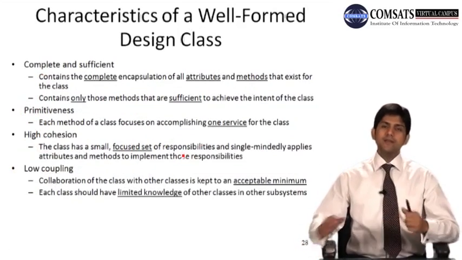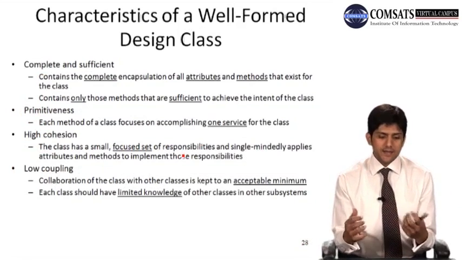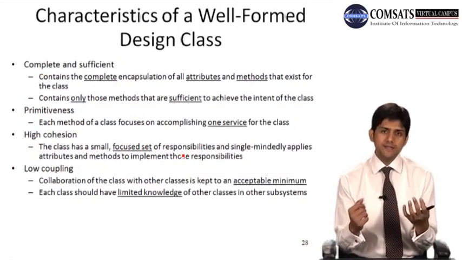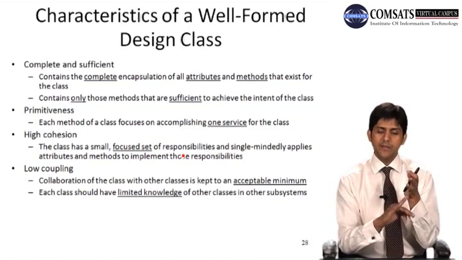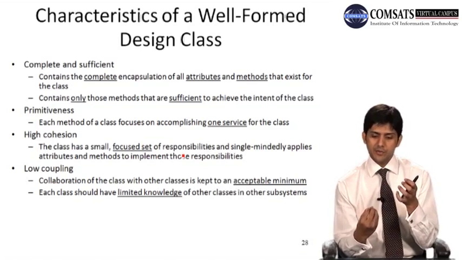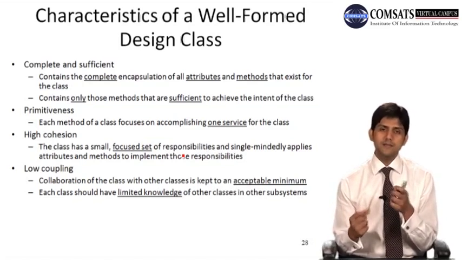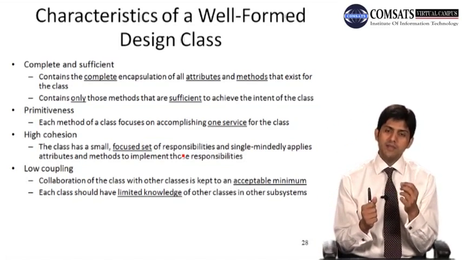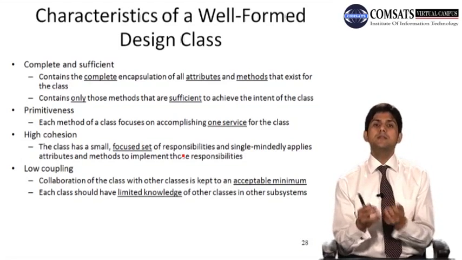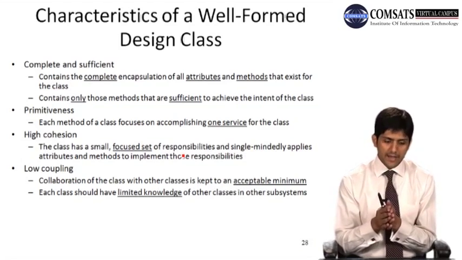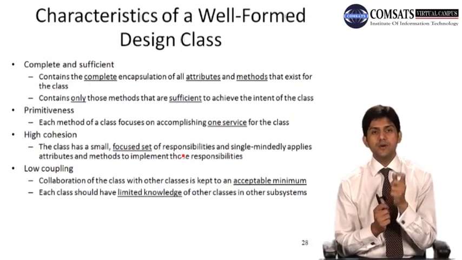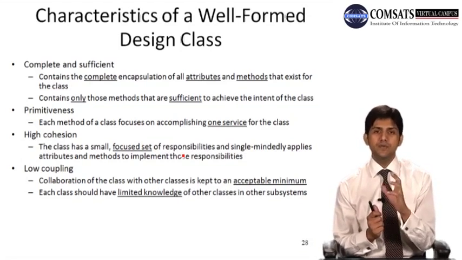Okay ji, and what are the characteristics of a well-formed design class? Number one, it should be complete and sufficient. What do we mean by complete and sufficient? It contains the complete encapsulation of all the attributes and methods that exist for the class. इसके अंदर फिर वही concept आ जाता है information hiding का. Contains only those methods that are sufficient to achieve the intent of the class, ठीक है. And primitiveness, each method of a class focuses on accomplishing one service of a class.